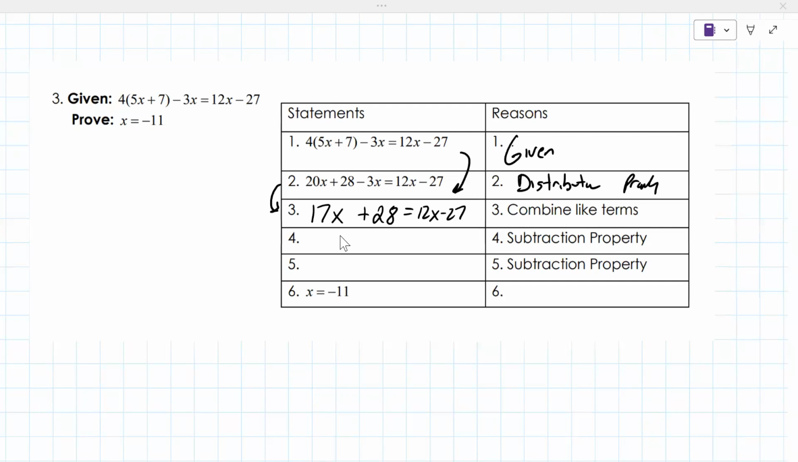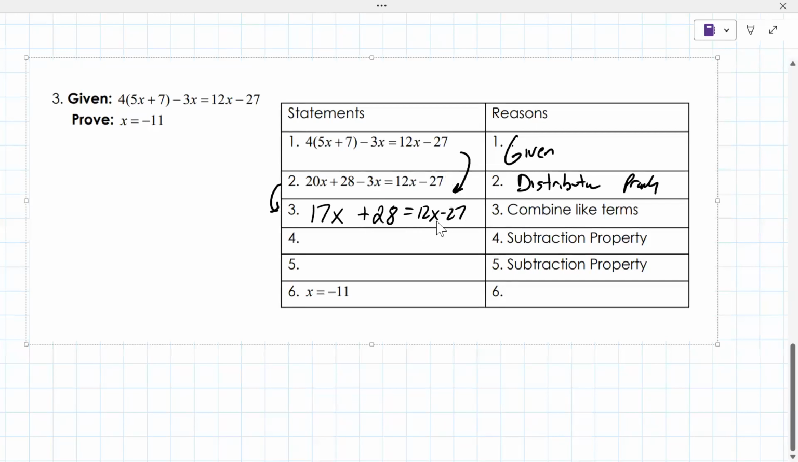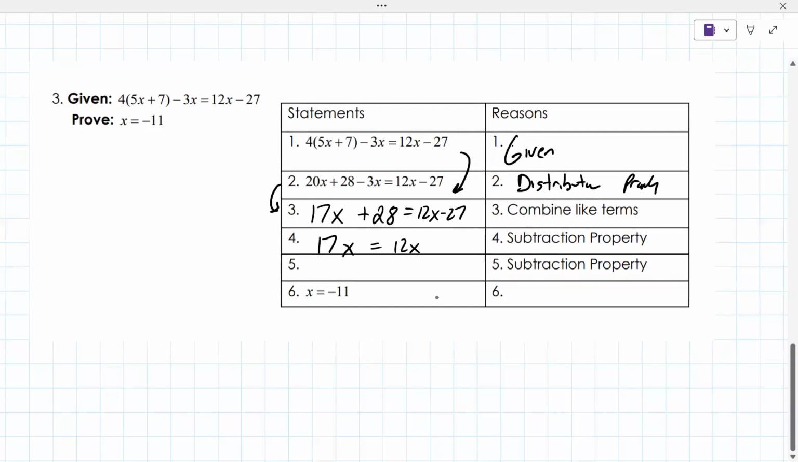Are you going to subtract the x or the numbers? It's the numbers first. Yeah, so that's fine. So it becomes 17x equals 12x minus 55. And then when you subtract the 12x, it becomes 5x equals minus 55. What are you doing to go from step 5 to step 6? Divide. Division property. Very good. All right.